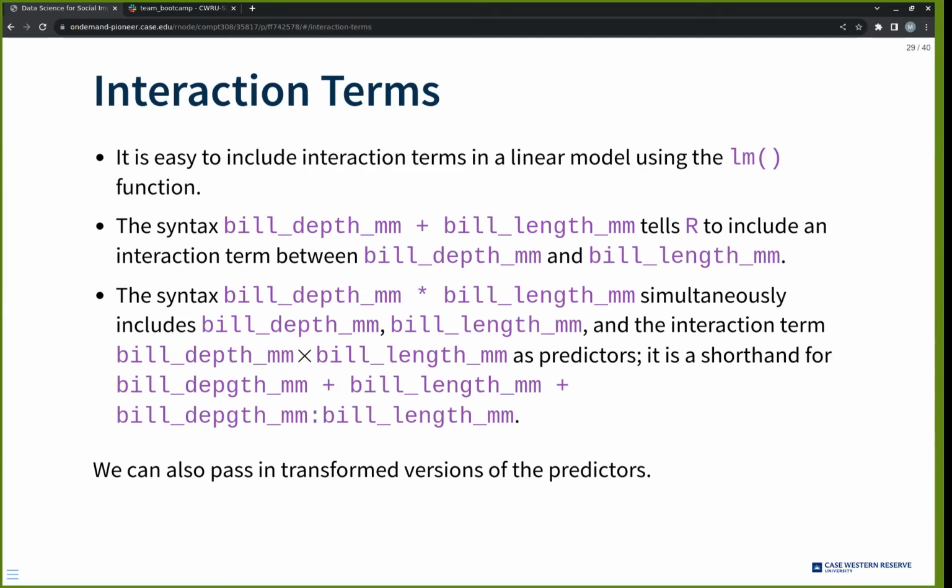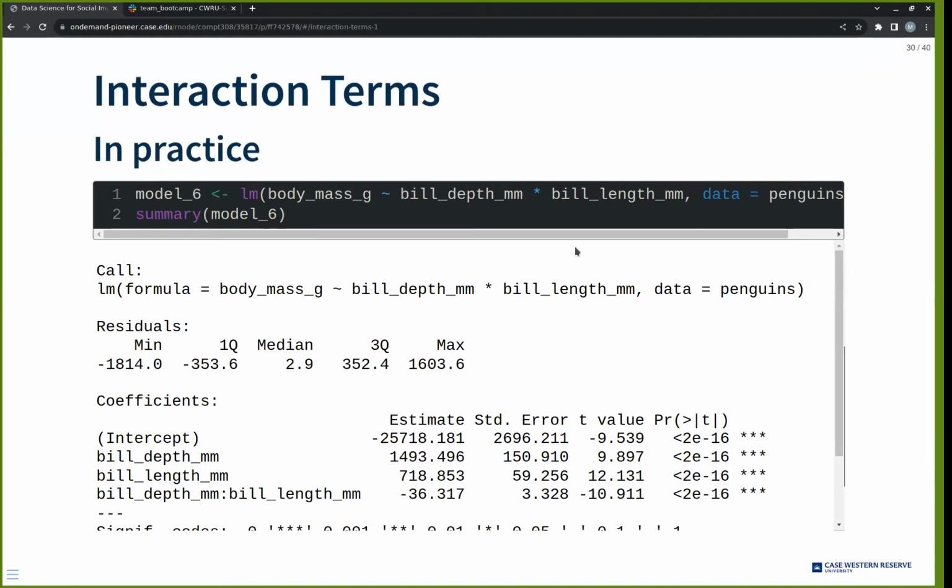So model 6 will make use of interaction terms between bill depth and bill length, just to see if it is useful or if it makes our predictions or modeling better.